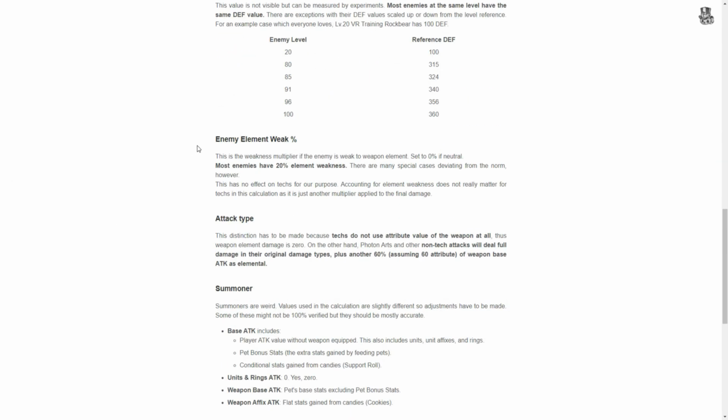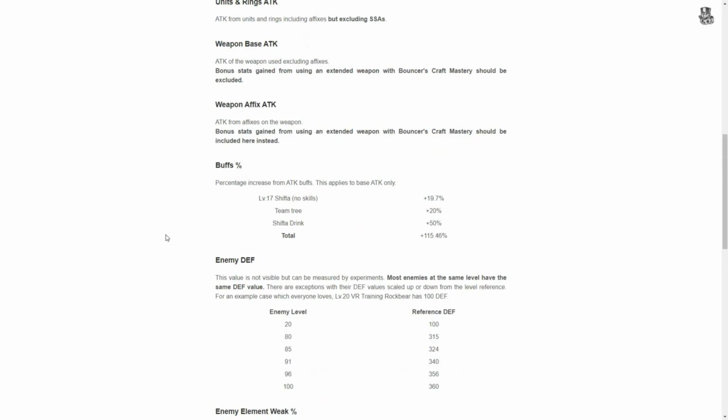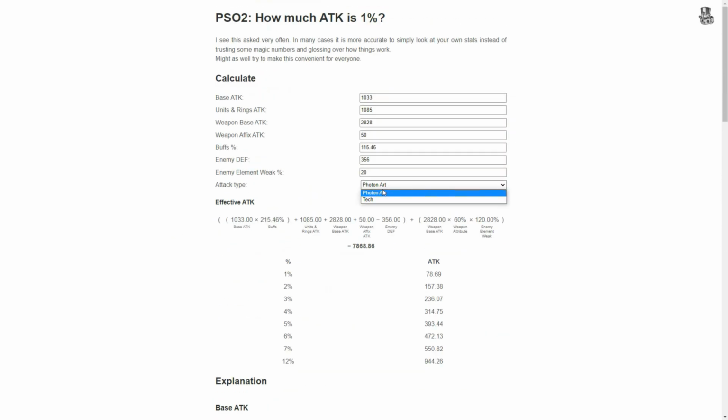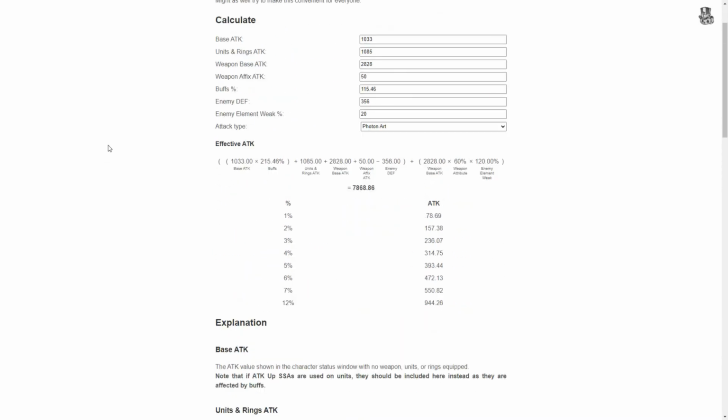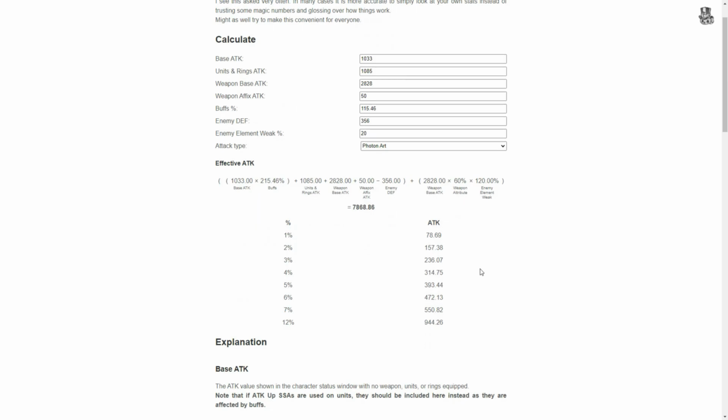And elemental weakness for the enemy, most of them are 20%. Okay, so there's that. And the attack type, if you are using technique, then just switch this one to tech. And PA, just do PA by default, which, as I'm a gunner, I put PA right here. Alright, so the numbers are right here.